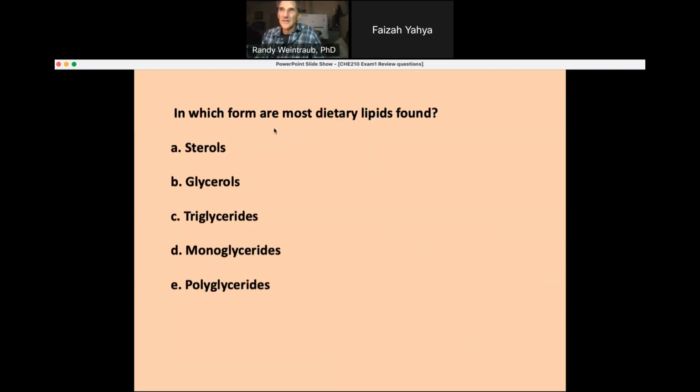Which form are dietary lipids found? So these are triglycerides. That's what most of dietary lipids are, triglycerides, and we learned about this in the chapter after carbohydrates, I think chapter 5, triglycerides. It's three fatty acids on a backbone of glycerol.